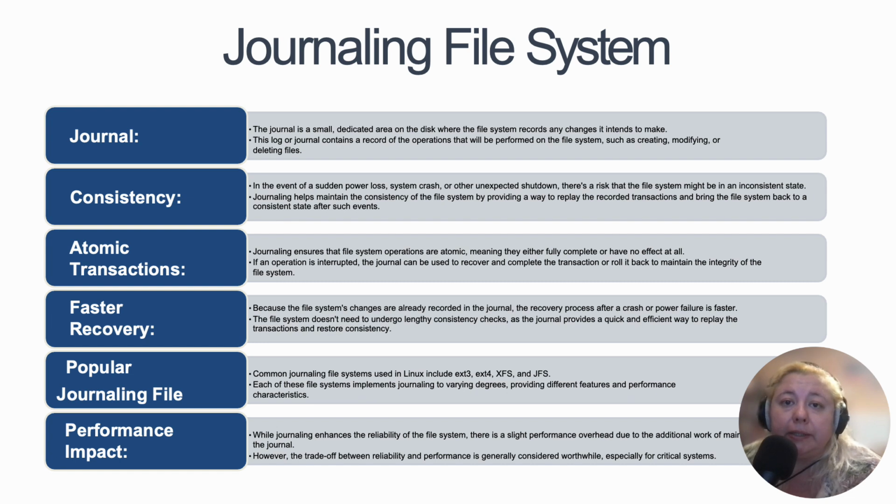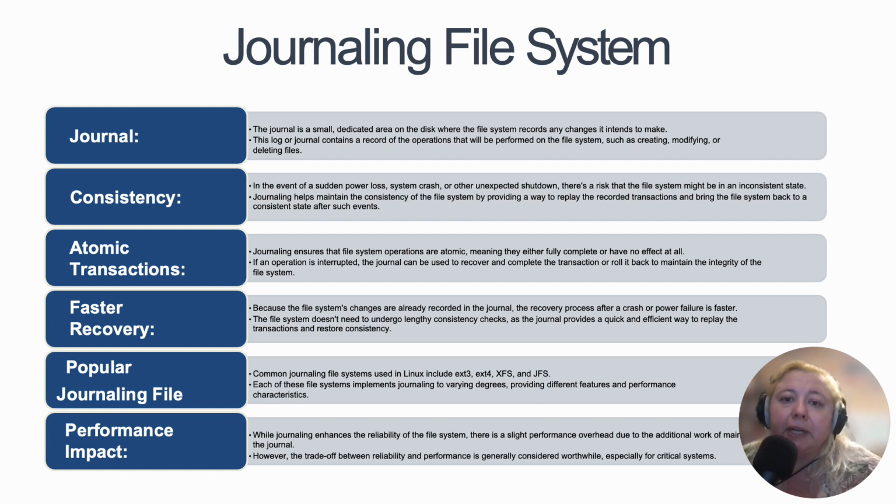The journal is a small dedicated area on a disk where the file system records its changes. This log, or journal, contains a record of the operations that will be performed on the file system, such as creating, modifying, or deleting files.